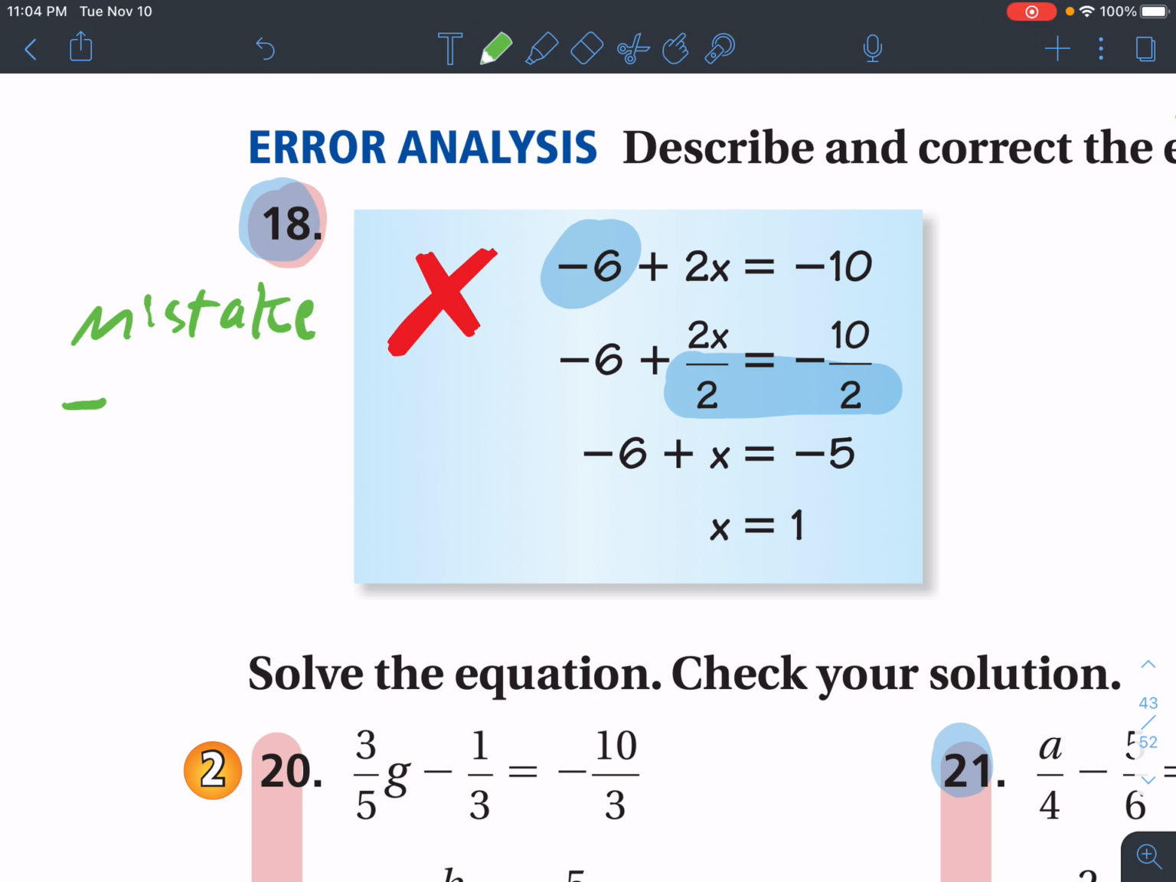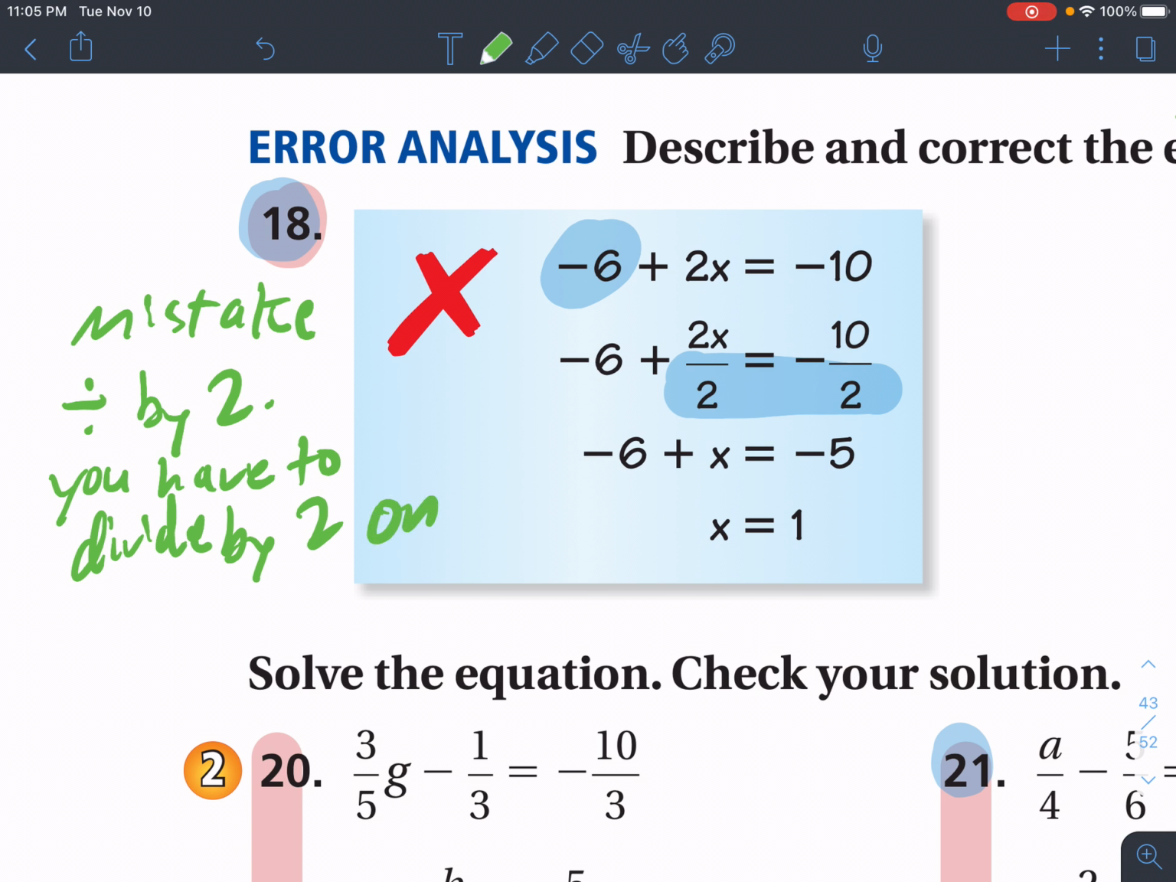They were dividing by 2. You can divide by 2. The problem is if you want to divide by 2, you have to divide by 2 on all terms. So you're going to have to look for the choice that says that one. You have to divide by 2 on all terms. Like this one also has to be divided by 2 on all terms.